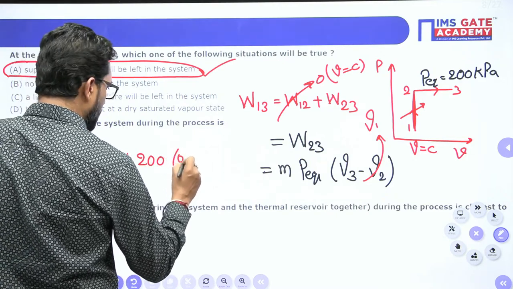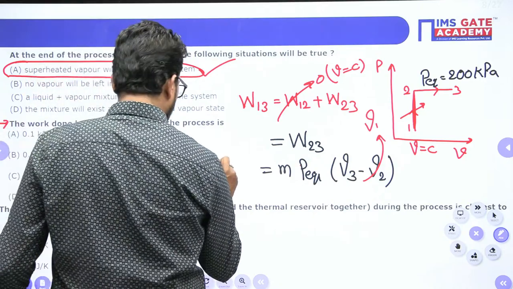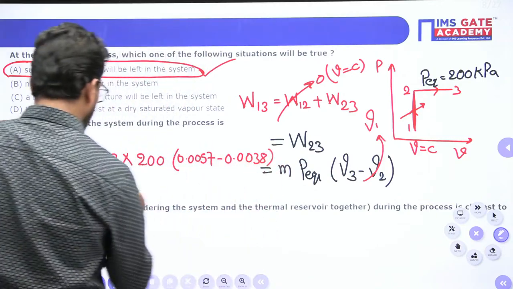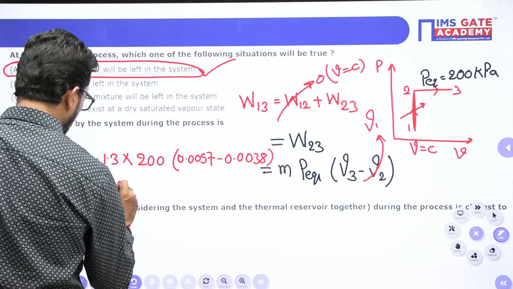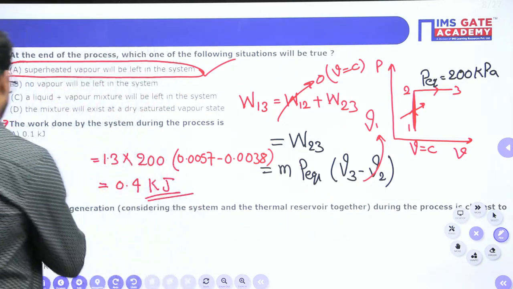V3 is 0.0057 minus 0.0038. So, if you solve this one, this is approximately 0.4 kilojoule. Very important.